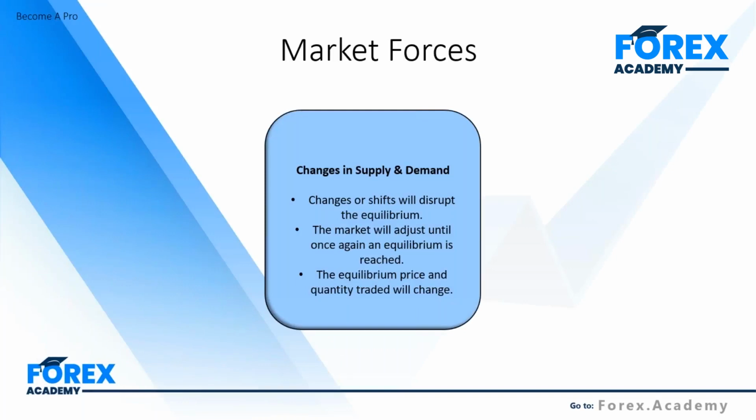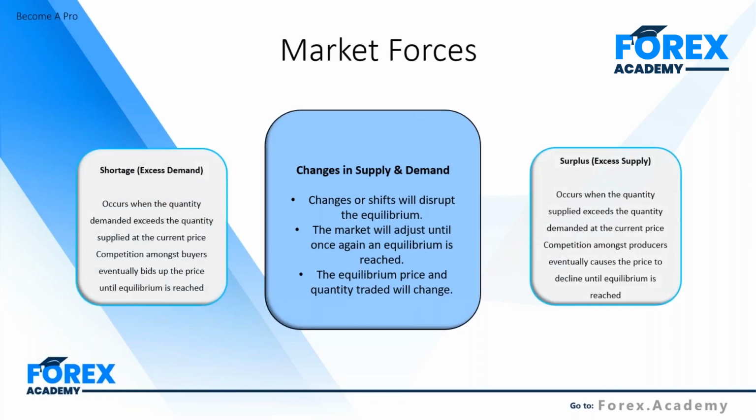Well, in defining supply and demand, we need to obviously discuss the changes with their interaction together. The changes or shifts will disrupt the equilibrium price. Now, the equilibrium price is simply the fair market value price for any good or service. The market will adjust until once again an equilibrium is reached, or a new market price. The equilibrium price and the quantity traded will of course change. So here we have both sides of the market.